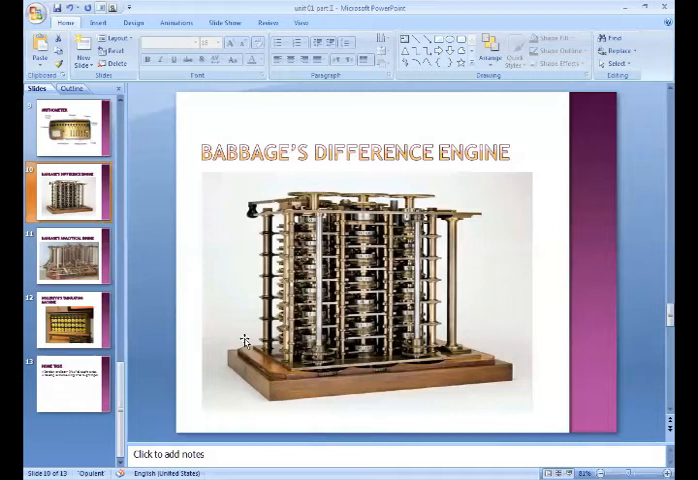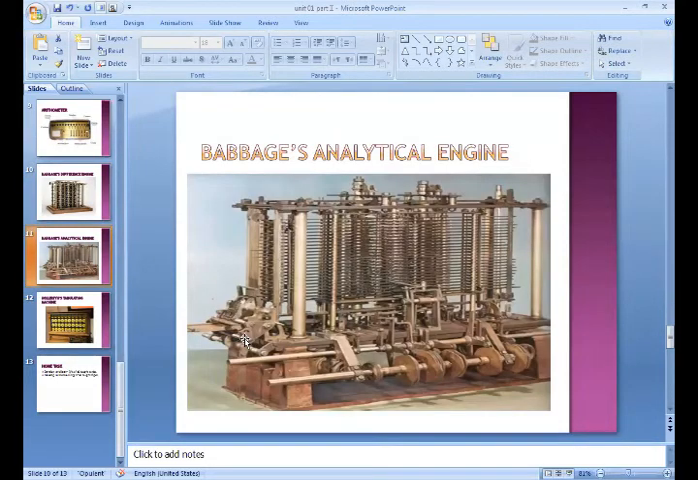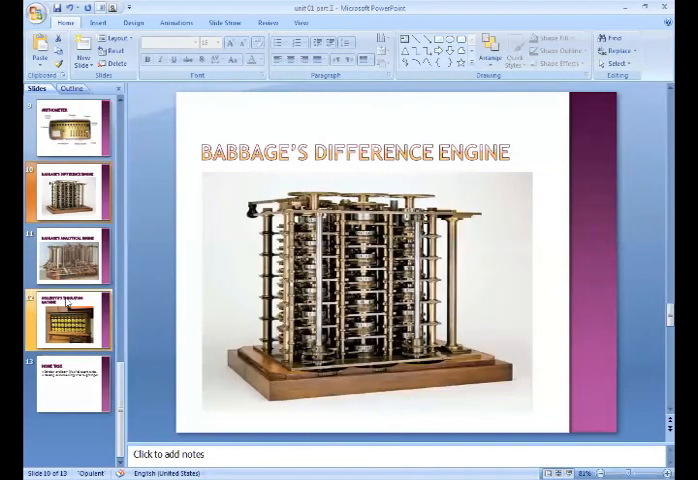The Difference Engine, first created by Charles Babbage, is an automatic mechanical calculator designed to tabulate polynomial functions. Its name is derived from the method of divided differences, a way to interpolate and tabulate functions by using a small set of polynomial constants. Okay, the analytical engine. You see the analytical engine.